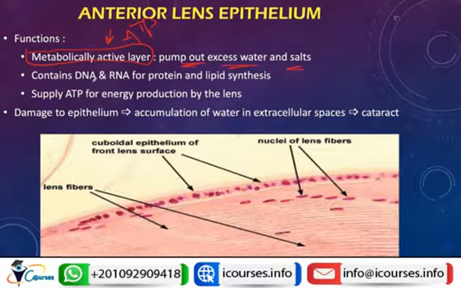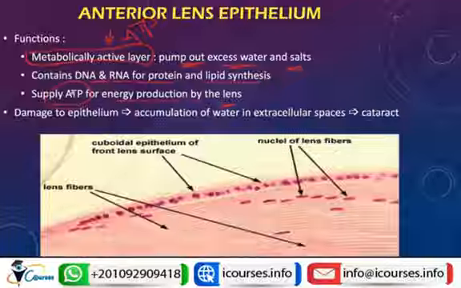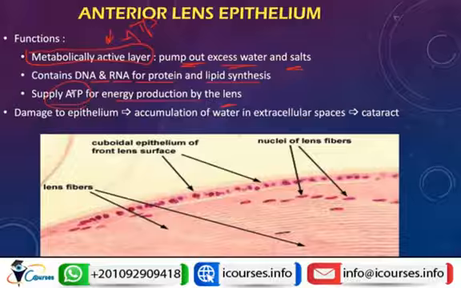Also, this layer contains DNA and RNA for protein and lipid synthesis and supplies the ATP for energy production by the lens. So here is the main source of energy that will supply energy to the lens, which is important for maintaining transparency, as it will pump the fluid. And also it will allow the nutrients to enter within the lens in order for protein synthesis and lipid synthesis.